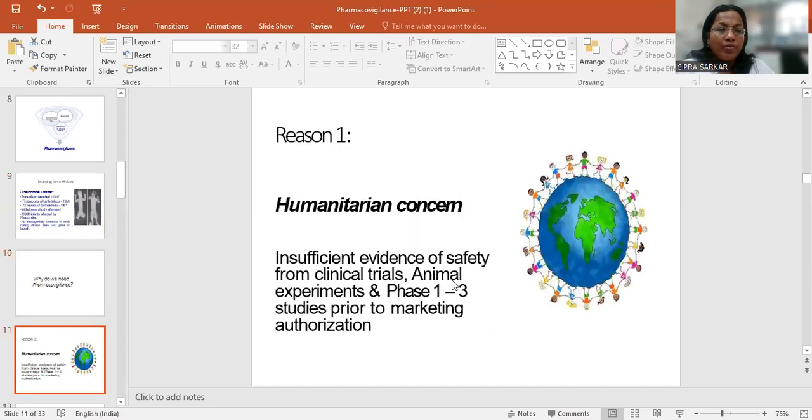So why do we need pharmacovigilance? Reason one is humanitarian concern: insufficient evidence of safety from clinical trials, because from clinical trials we are not getting a sufficient amount of safety data. Animal experiments and phase 1 to 3 studies are carried out prior to marketing authorization. Animal experiments were done, but depending on animal experiments alone, no drug can be marketed, because it needs human application also.